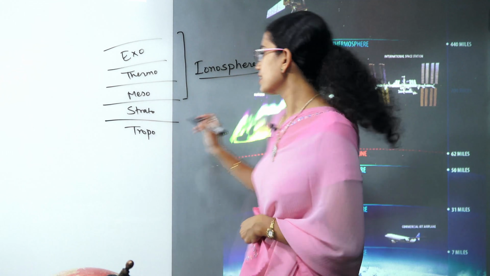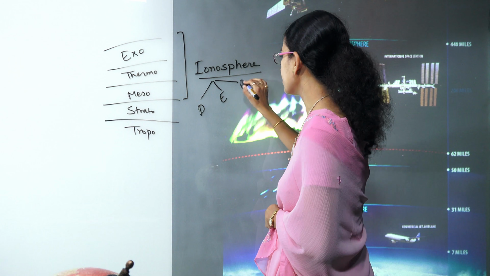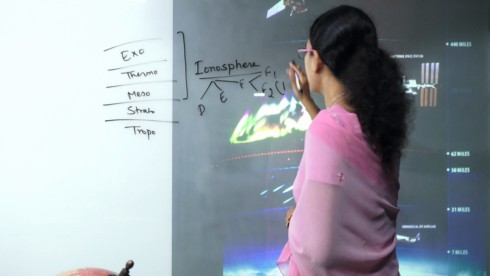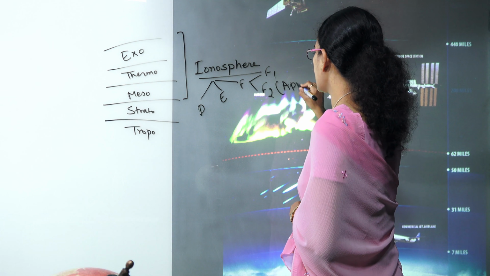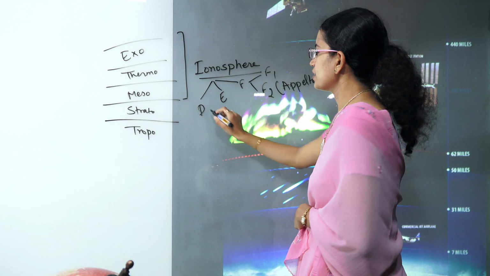This ionosphere can be further divided into three subtypes: D, E and F. This F is further divided into F1 and F2, where F1 is the smaller one and F2 is the larger one, which is known as Appleton layer. Then you have D layer.